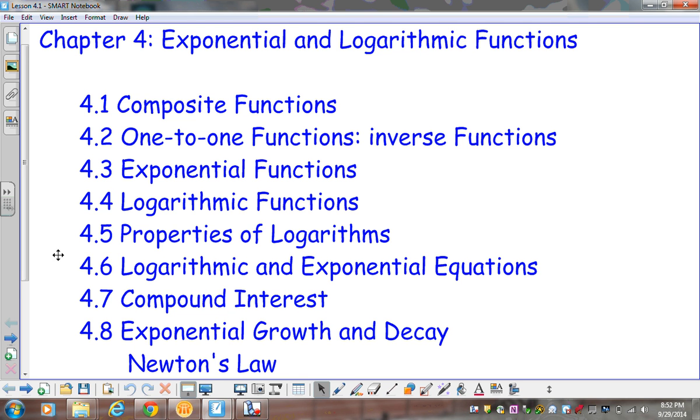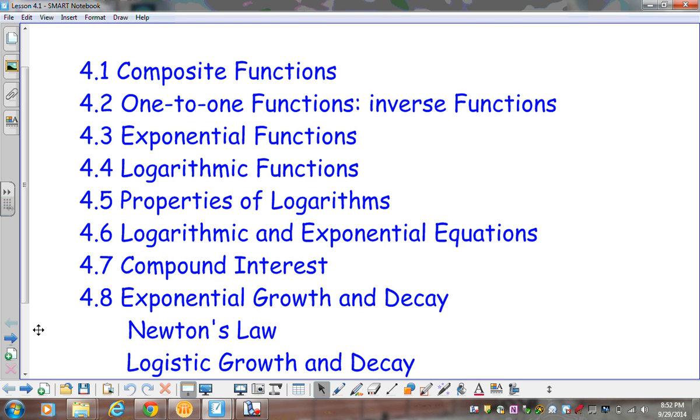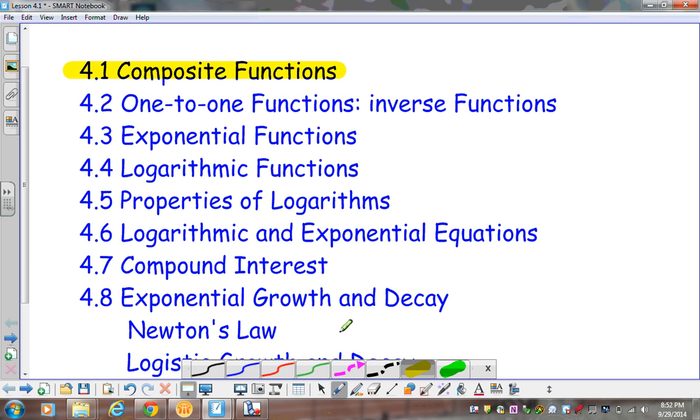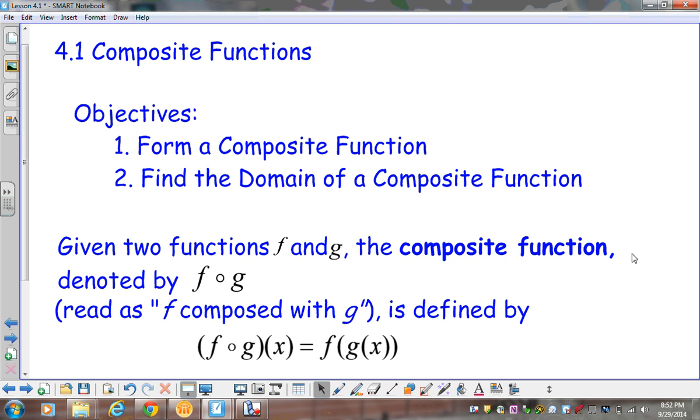This is a brief overview of what's going on this week and what's coming up in these next few chapters. You can scroll through and see those on there. But first of all, we are going to be covering composite functions. If you go back and remember, composite functions are when we're taking an original function and plugging it into another function.